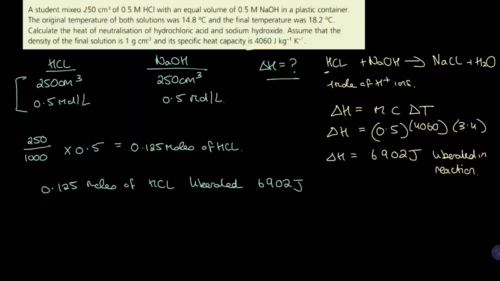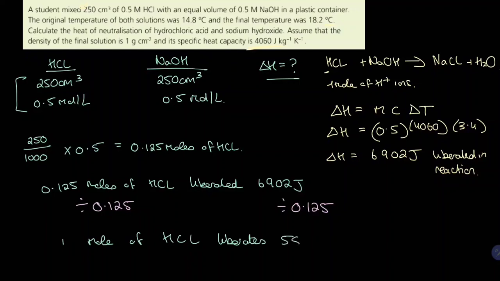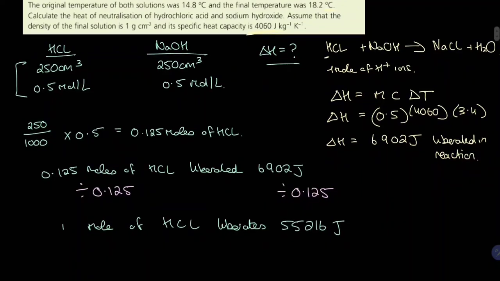Now, if I want to figure out what 1 mole is going to liberate, I need to divide both sides by 0.125, both numbers. And that's going to give me 1 mole of HCl liberates 55,216 joules. And if I ask you to convert to kilojoules, this is going to be 55.216 kilojoules of energy released. And that's the answer to that question.